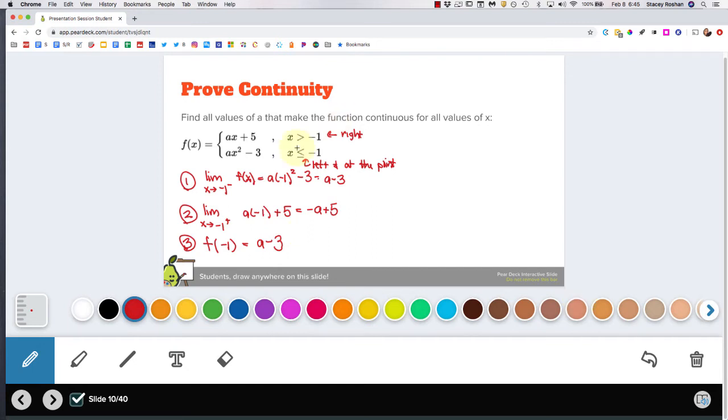Now to make it continuous, all 3 things have to equal each other. These 2 are already equal, so just this has to equal this. A minus 3 equals -a plus 5. 2a equals 8. A equals 4. And that's all you have to do.